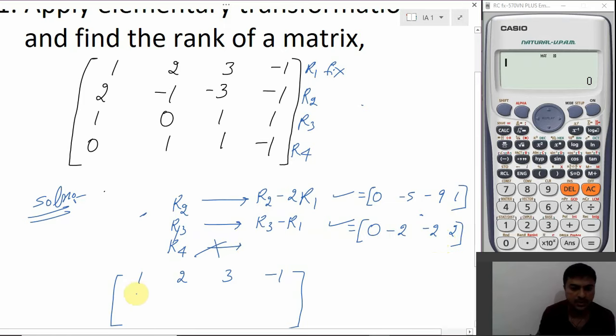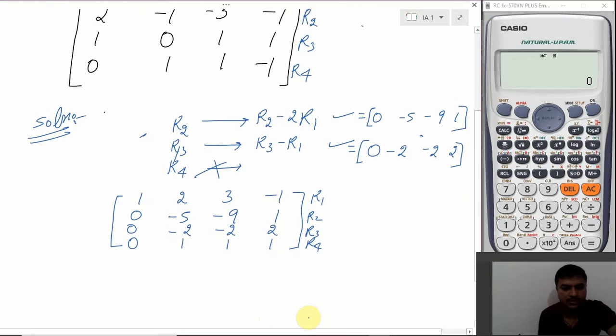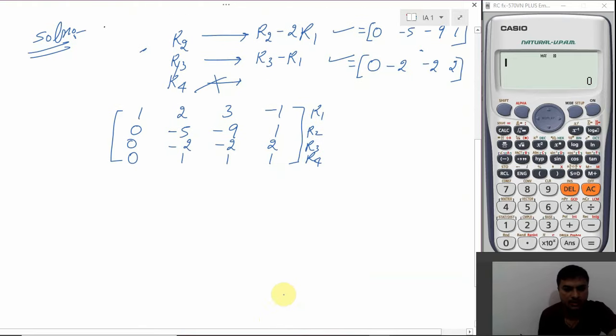So I'll substitute this value: 0, minus 5, minus 9, and this is 1. Next I'm substituting 0, minus 2, minus 2, and this is 2. The last column is as it is, no change: that is 0, 1, 1 and 1. So these are my new R1, R2, R3 and R4. So you can very easily see the change in R1, R2, R3 and R4. This is what we have done.